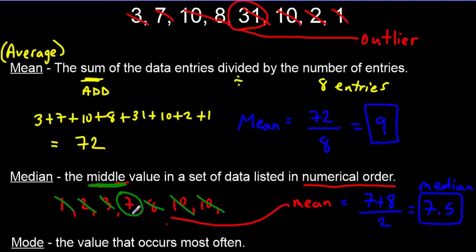Because ours had an even number of entries, we had 2 middle numbers, and so we had to find the mean of those 2 middle numbers. Okay, so we had a little bit extra work for this one.